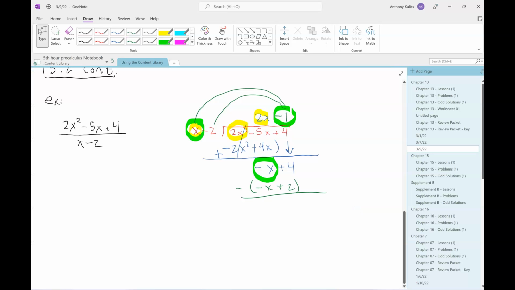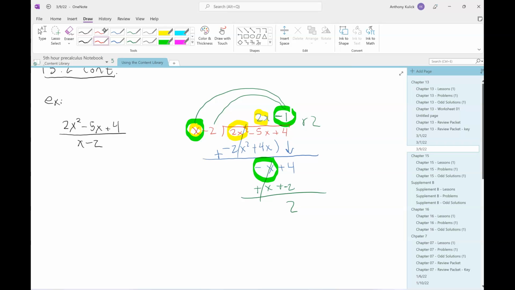But remember, Mr. Kulik doesn't like to do the subtraction, so he's going to distribute things through. So that becomes addition, and that becomes a negative. So negative x plus x cancel out. 4 plus negative 2 becomes positive 2. So that's my remainder.